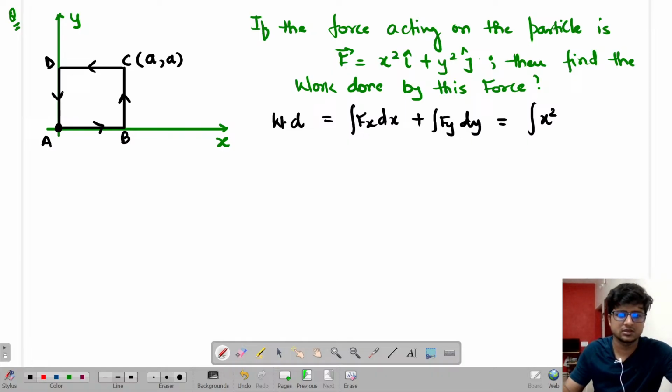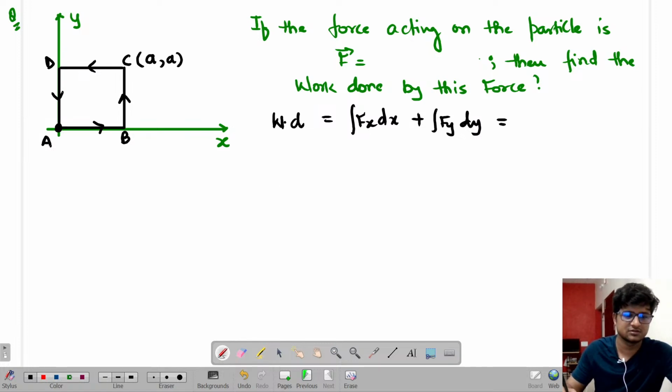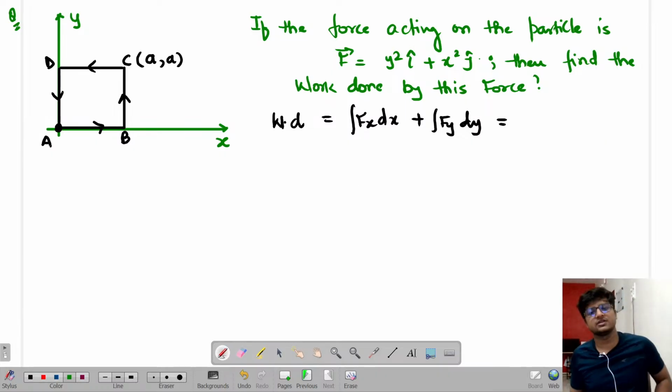One minute. This is a little bit problematic. Sorry. Okay, let me erase it first. Let me change the force. This is a very simple force. Why do I give this simple force? It is written as y square i cap plus x square j cap. If you take x square i cap plus y square j cap, I think the answer will come as 0. Try with this question.